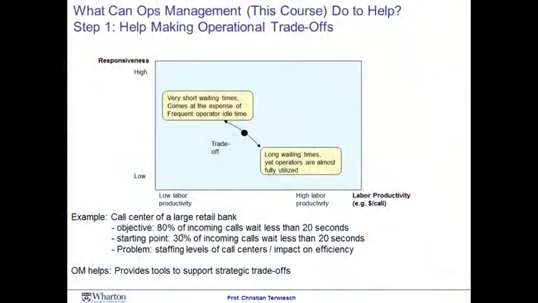Let's look at a specific example. Imagine you're consulting for a call center. The call center currently has problems with response times. Customers are waiting a long time and only 30% of the incoming calls get served in 20 seconds or less. Say for sake of argument that your goal is to improve this and get 80% of the calls serviced in 20 seconds or less. This is called a service level, and we'll talk more about this later on in this course.